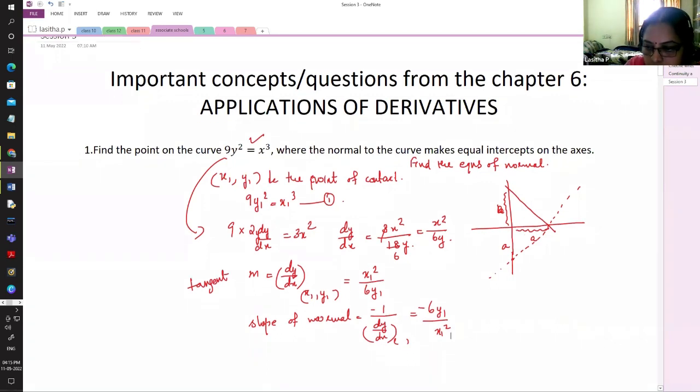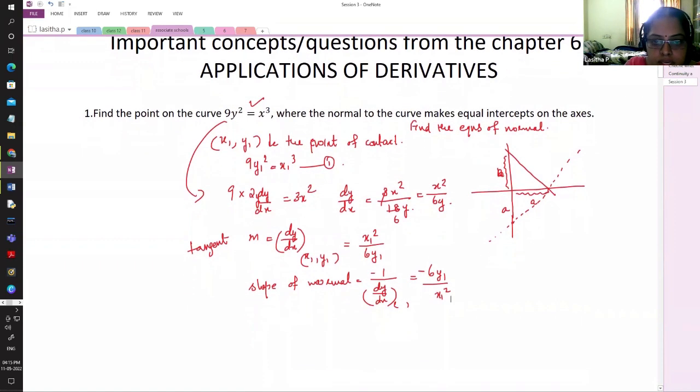And here we equate it to the slope which we already know, from previous knowledge. Plus or minus 1 is the slope of the straight lines which make equal intercepts, because this will be 135 degrees, whereas this line will be 45 degrees, in that way.